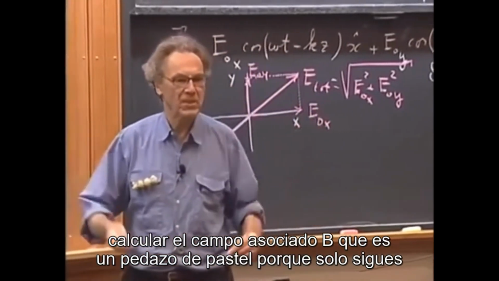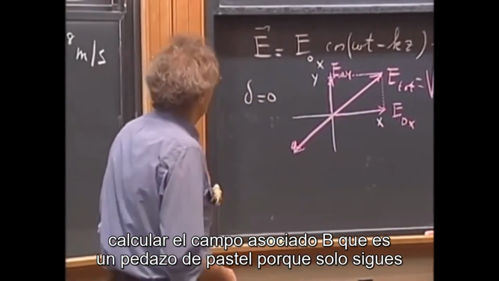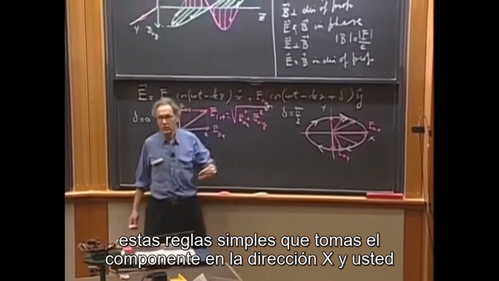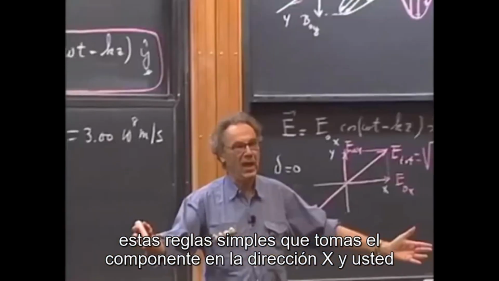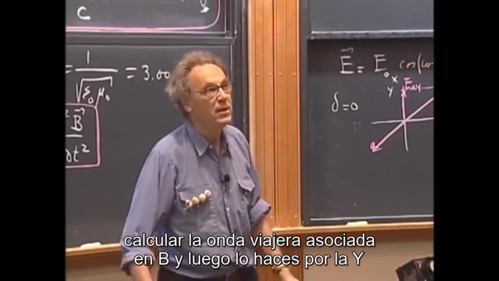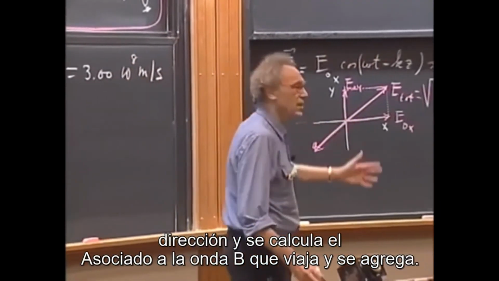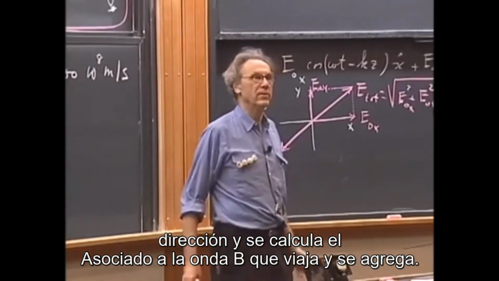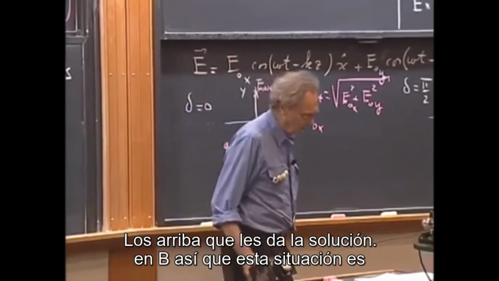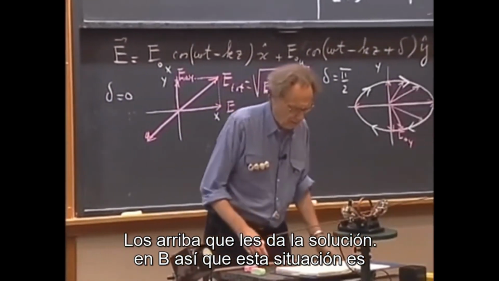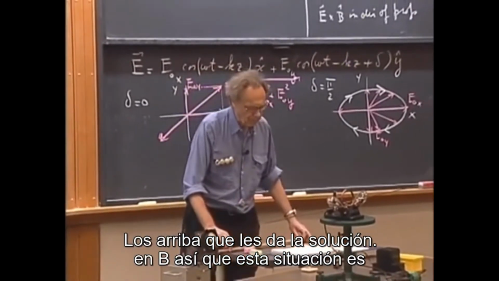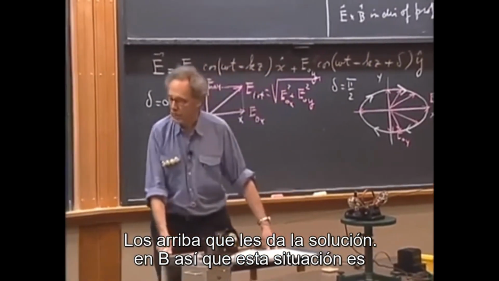Now suppose you were asked to calculate the associated B field. That's a piece of cake, because you just follow these simple rules. You take the component in the x direction and you calculate the associated traveling wave in B, and then you do the same for the y direction and you calculate the associated traveling B wave, and you add them up. That gives you then the solution in B.